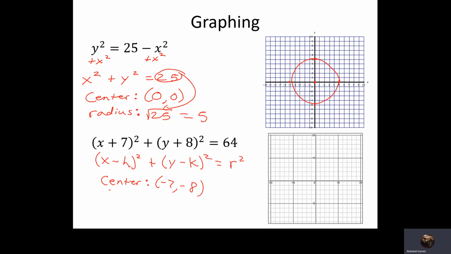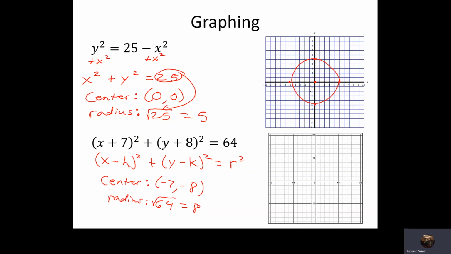So that's where we start. And then what's my radius? 8, right? We take what's over here, which is 64, take the square root of it, and that's 8. So my radius is 8.